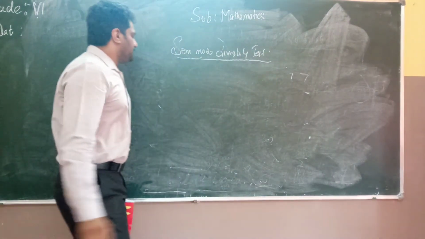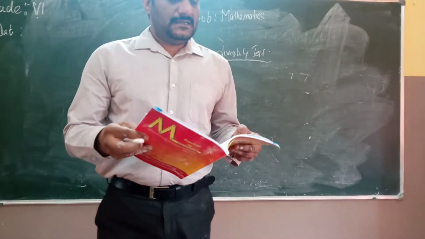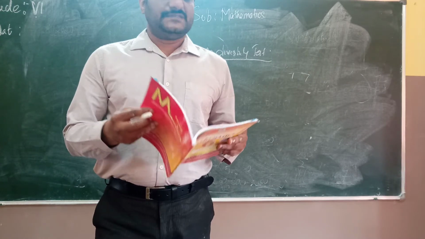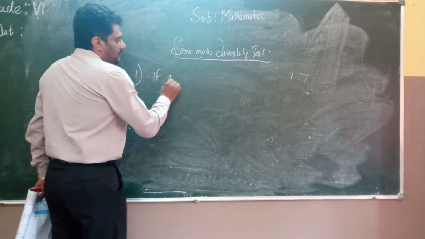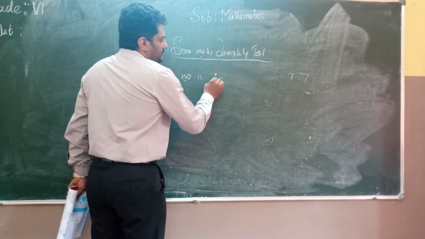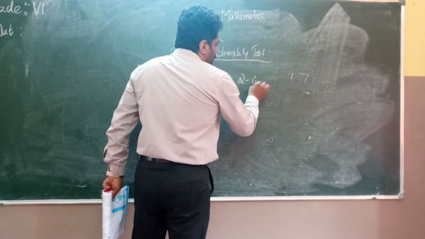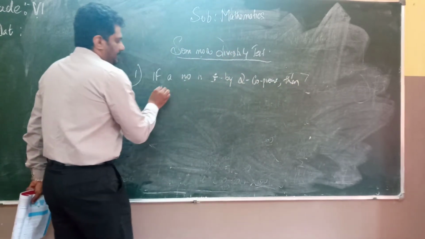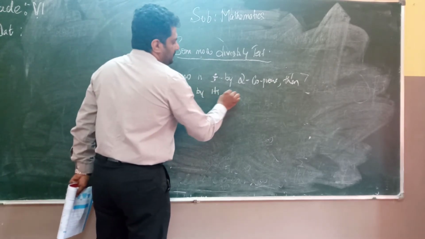Okay, what you have to remember here is there are a few points to be remembered. The first point states that if a number is divisible by 2 coprime numbers, then it is divisible by their product also. That means if a number is divisible by two coprime numbers, then it is divisible by their product.